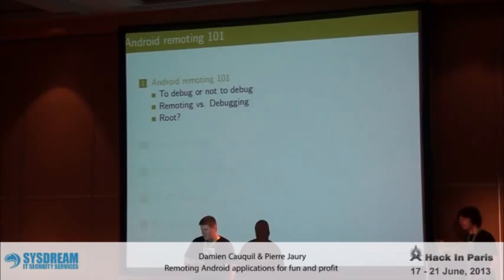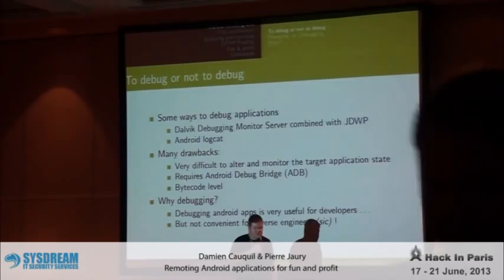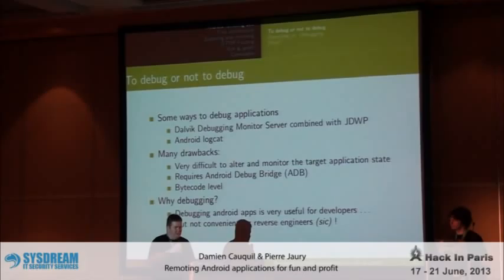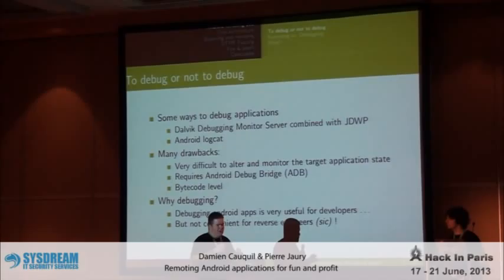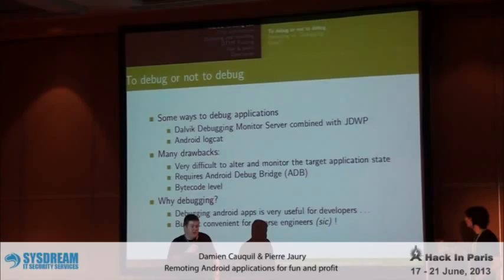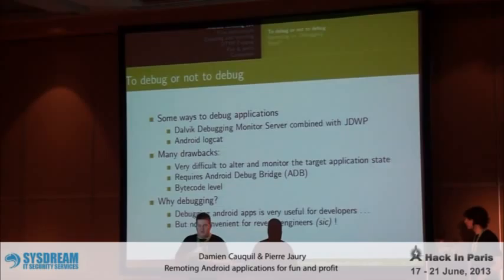So we are going to start with the basics of remoting applications. We have many ways to debug applications, Android applications especially, and we need some other things to practice remoting. Google developed a lot of features to debug applications. First of all, we have the DDMS, the Dalvik Debug Monitor Server, which is used to get a lot of information about the Dalvik VM in which all the applications on the Android platform run. We also have logcat. Logcat is a kind of log implemented in the phone, providing a lot of information about the application that is run on the phone.